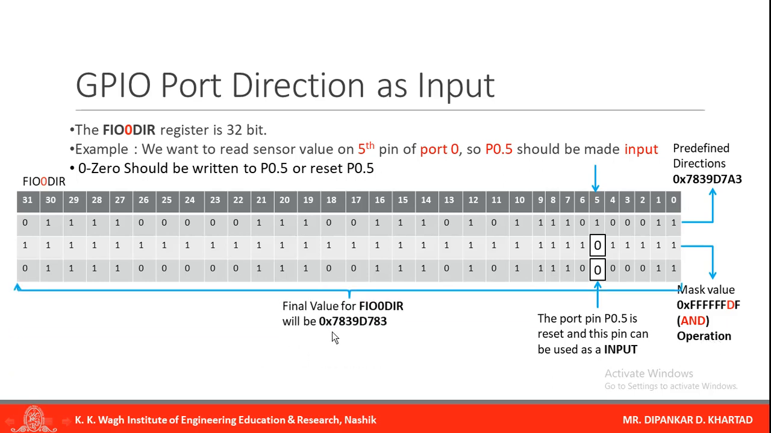So the final value of FIO0DIR will be 0x7839D783. Previously it was this one. So for making the fifth pin an input, you have to write FIO0DIR AND with this mask value, which we have calculated.